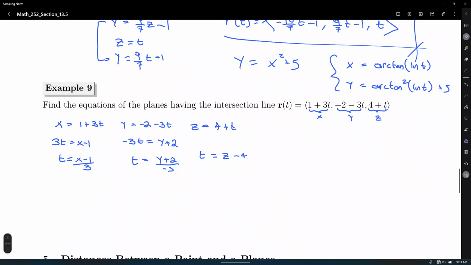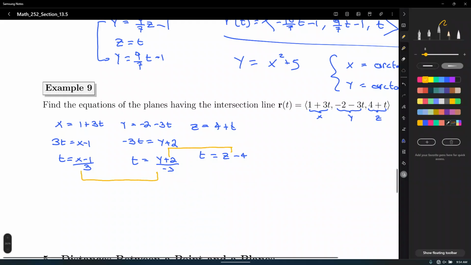How are we going to get the equations of the planes anyway? I wonder why we solved for t in the 3 baby equations here. Okay, that's because we're going to equate them. If t equals something, and t equals another something, and t equals another something, we can set the t's together. So I'm going to set the t's pairwise. I'm going to put these 2 together, and I'm going to put these 2 together.